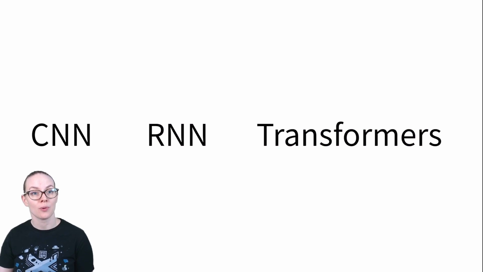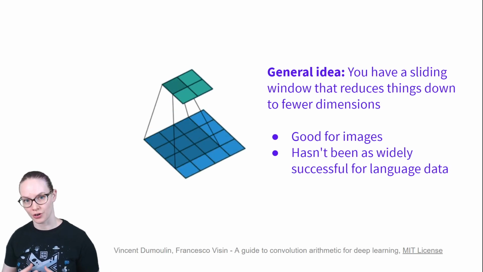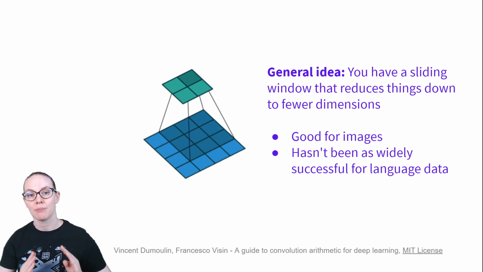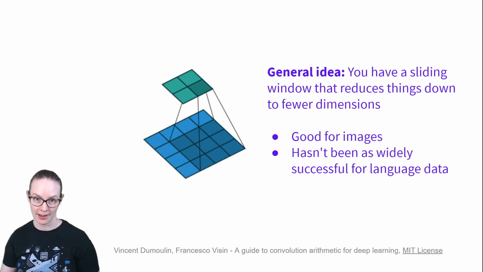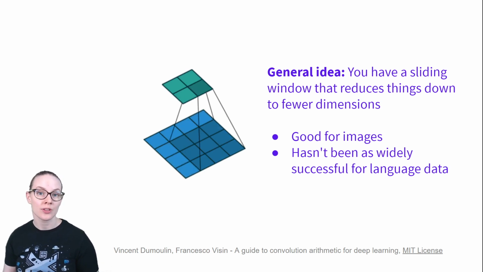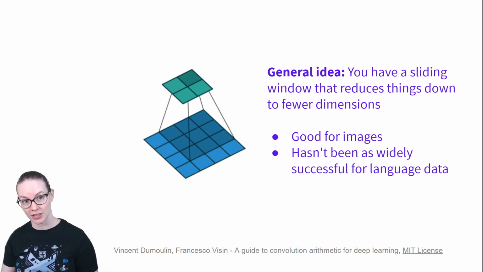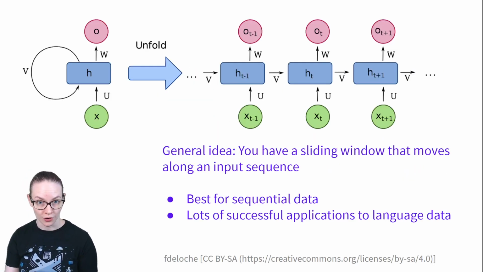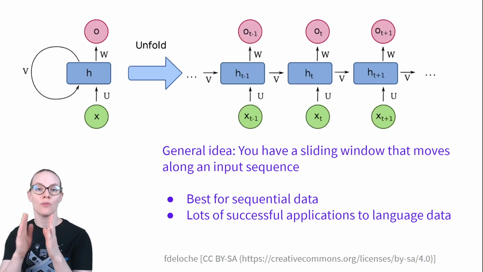You may be familiar with other families of neural network architectures like convolutional and recurrent neural networks. Convolutional neural networks work by having a sliding window that moves over an input array and projecting that into a smaller array. These convolutions are then stacked on top of each other. In general, these types of models work best for image data and haven't had quite as much success with natural language data. Recurrent neural networks work by moving over a sequence.